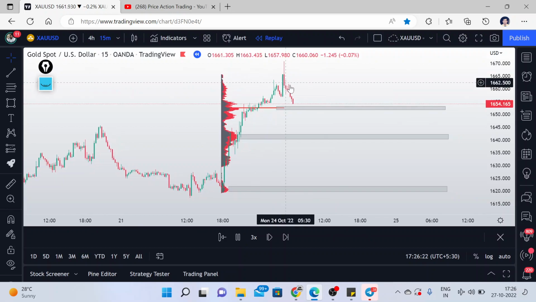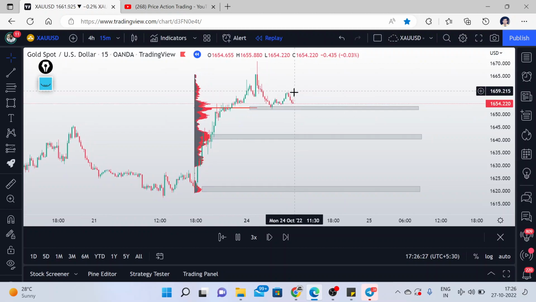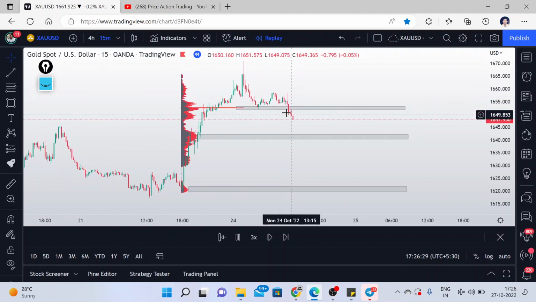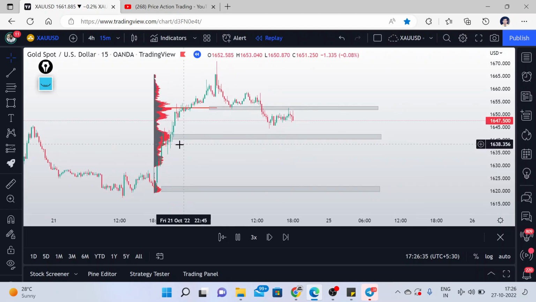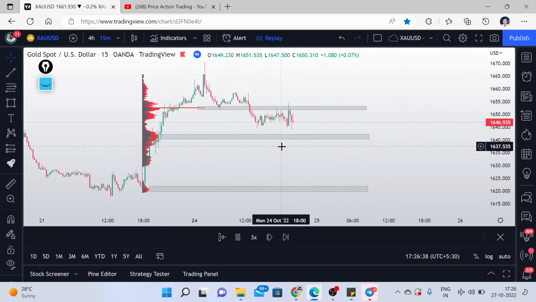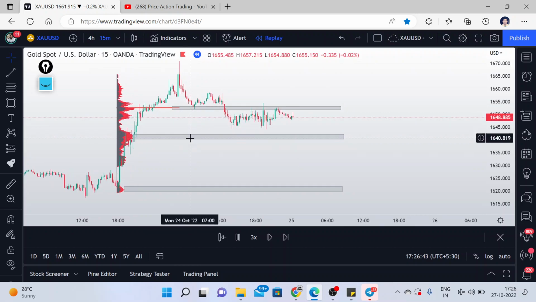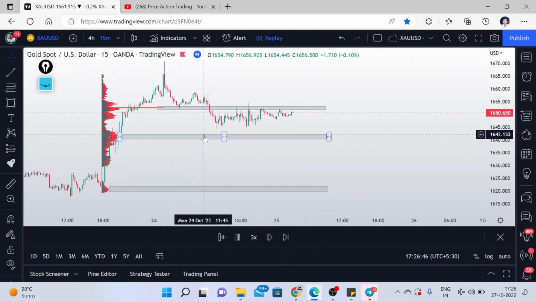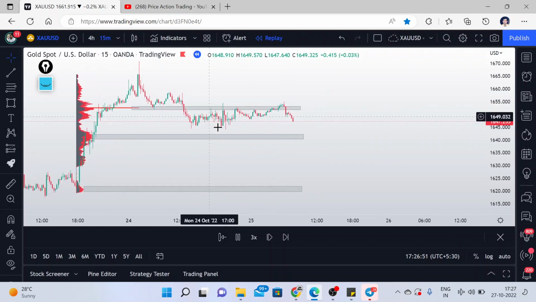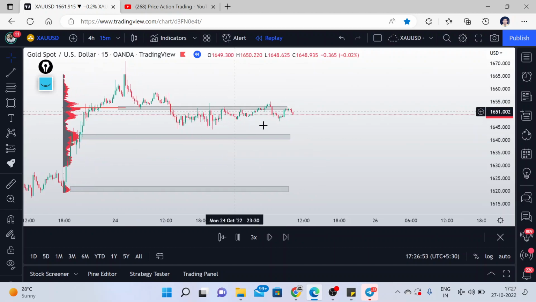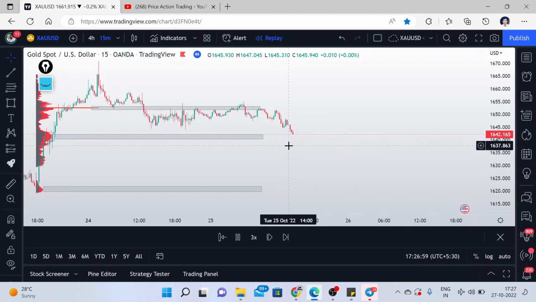So after testing this level, you can say price tried to reverse initially, and you can say a good move. After this, price broke down this support, and the next support is this area. So you can see price ranging between these two nodes, and you can see that price is ranging between these two areas, and finally it might test this level.